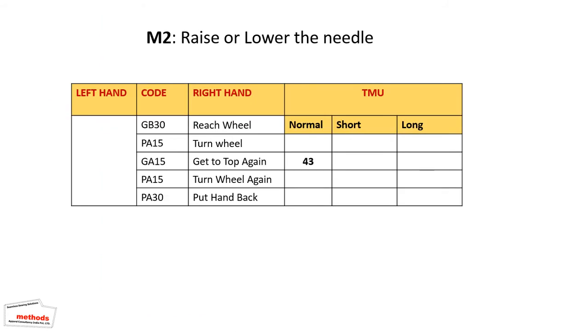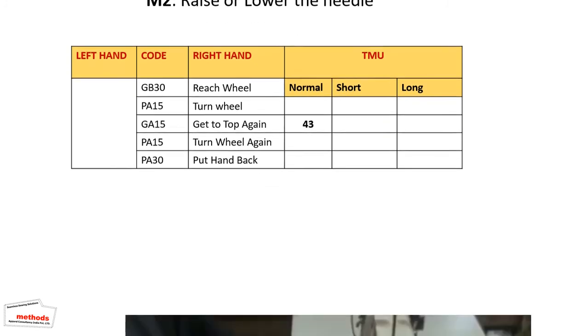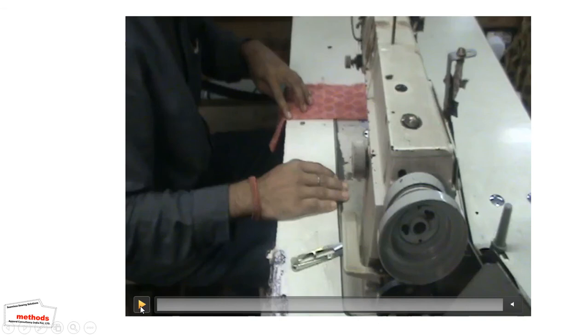The next code is M2 and stands for the motion of raising or lowering a needle using the wheel, or manually raising or lowering a needle into the fabric or the part that is being worked upon. All the motion elements are performed using the right hand here, as the wheel is situated on the right hand side of the body. So the motion is explained in the video again.